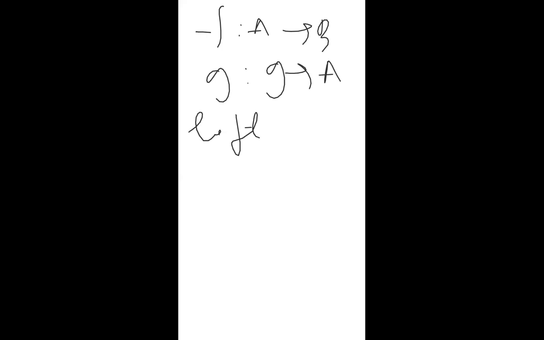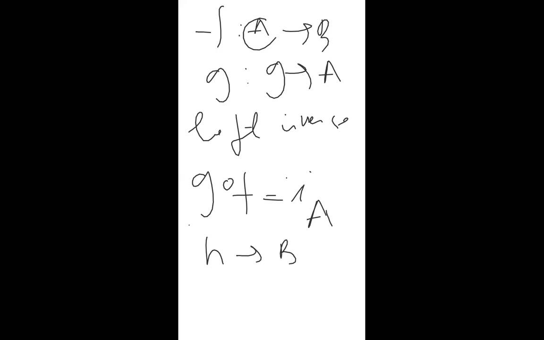And a left inverse of a function: if F is from A to B and G is from B into A, G is a left inverse if G composite F is the identity function for the set A. And H, that maps B into A, is a right inverse if F composite H is equal to the identity function for the set B, because H maps from B to A, and F would map A again to B. So it should be an identity for B.